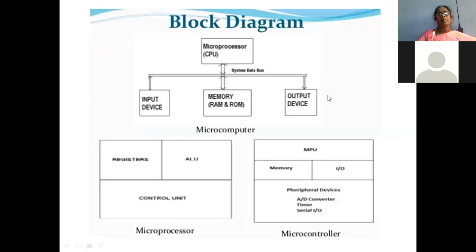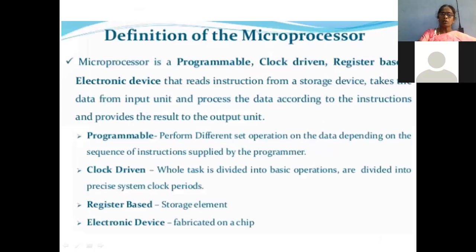Here is a microcomputer, which consists of a CPU, input device, output device, and memory. The microprocessor, as we discussed previously, consists of an ALU, register and control unit. The microcontroller has the memory, the CPU, and also the A to D converter, timer, and everything available in a single IC. So today's class, let us discuss this microprocessor.